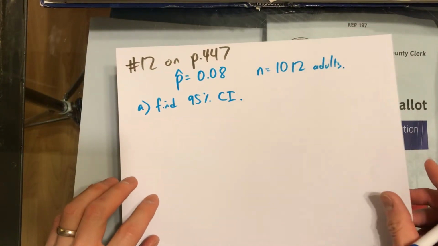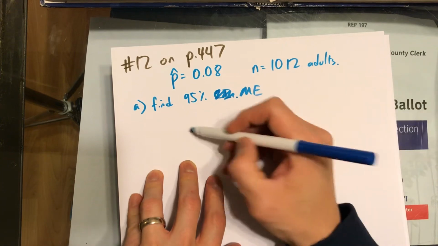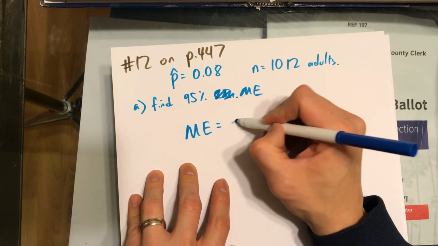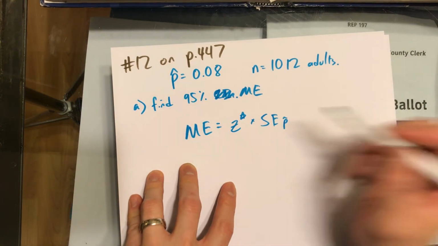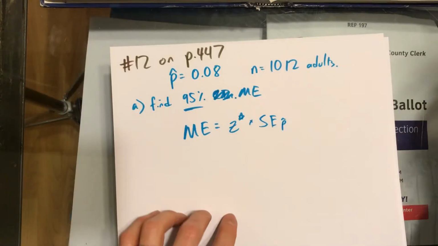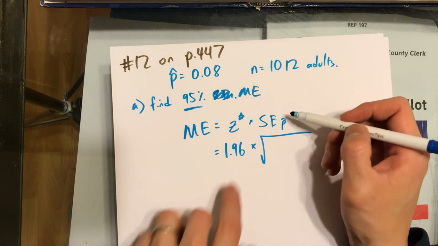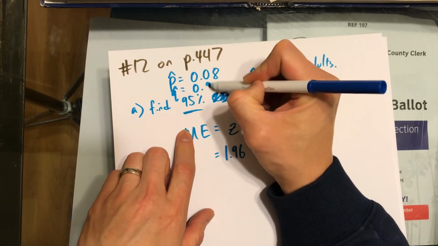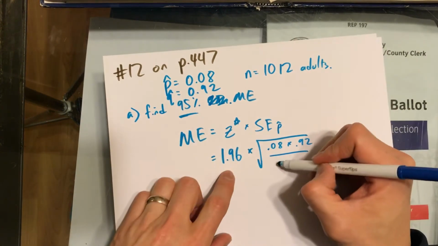So back to the 95% confidence interval. We're looking for the margin of error. The margin of error equals our z critical value times the standard error of our p hat. Since we're looking for 95% confidence, we already established that the critical value is 1.96. So this is going to be 1.96 times the square root of p hat, which is 0.08, times q hat, which would be 0.92, over our n.